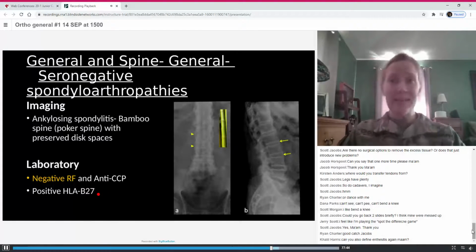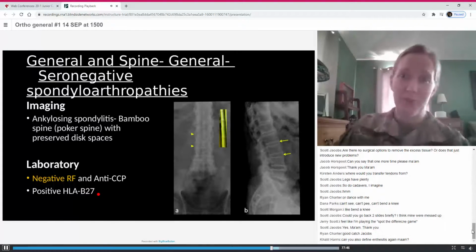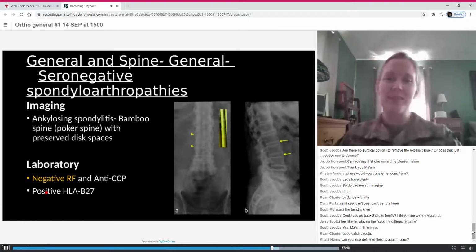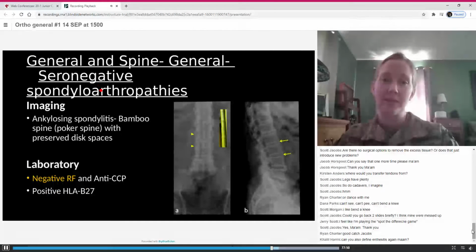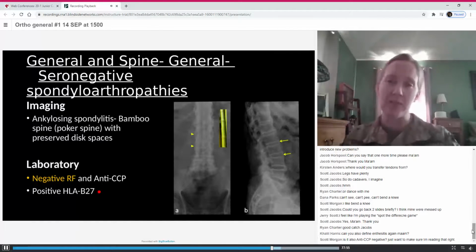But in their overzealous nature to find the labs that were positive in these folks, they did find that these folks with the seronegative spondyloarthropathies have that HLA-B27 you guys learned about in PATH. It should be negative also.